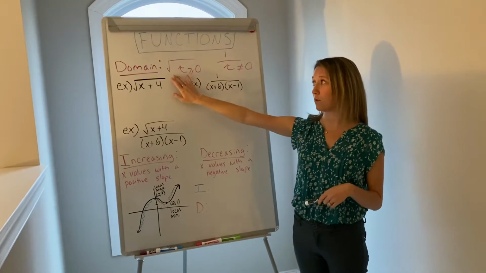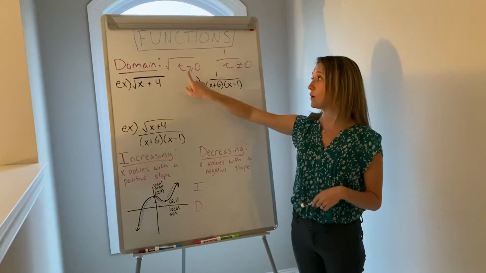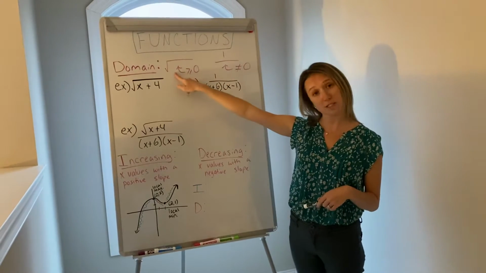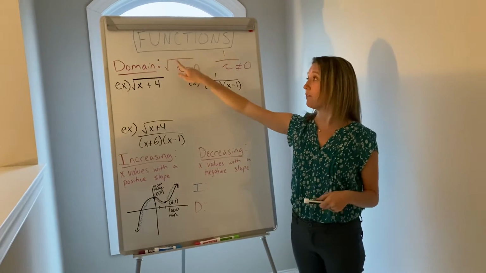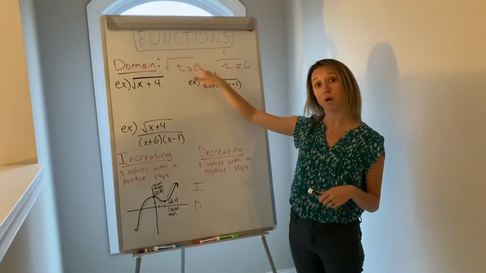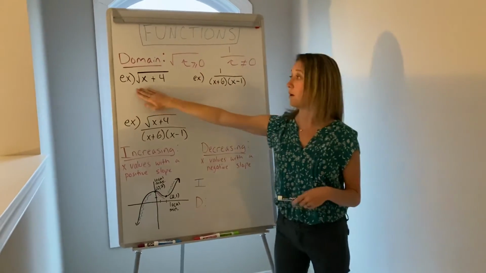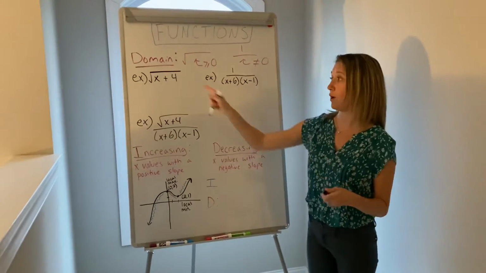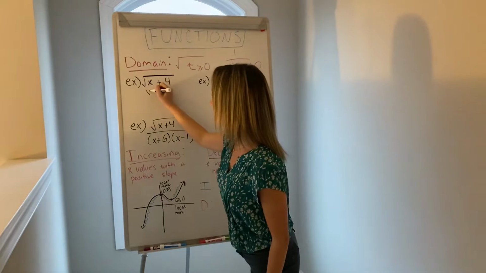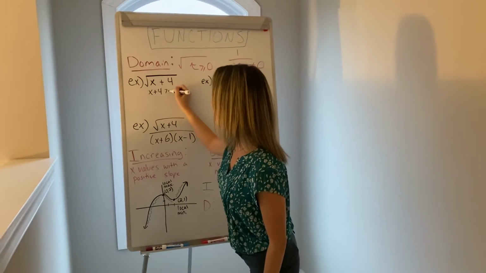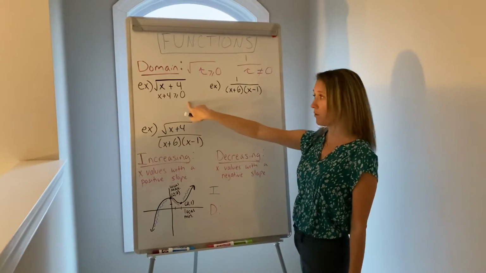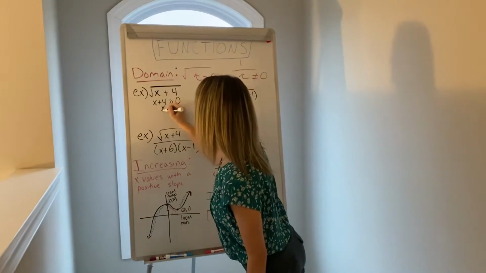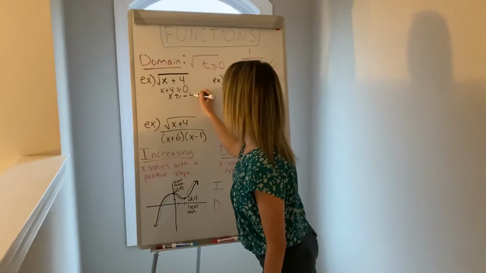If you have a square root or something with an even index, you cannot have a negative under the radical sign because that would be an unreal solution or a complex solution. So whatever is underneath it has to be greater than or equal to 0. So right here, what we would do is set whatever is underneath, so x plus 4, greater than or equal to 0 and solve that inequality. So if you subtract 4 from both sides, we would have x is greater than or equal to -4.